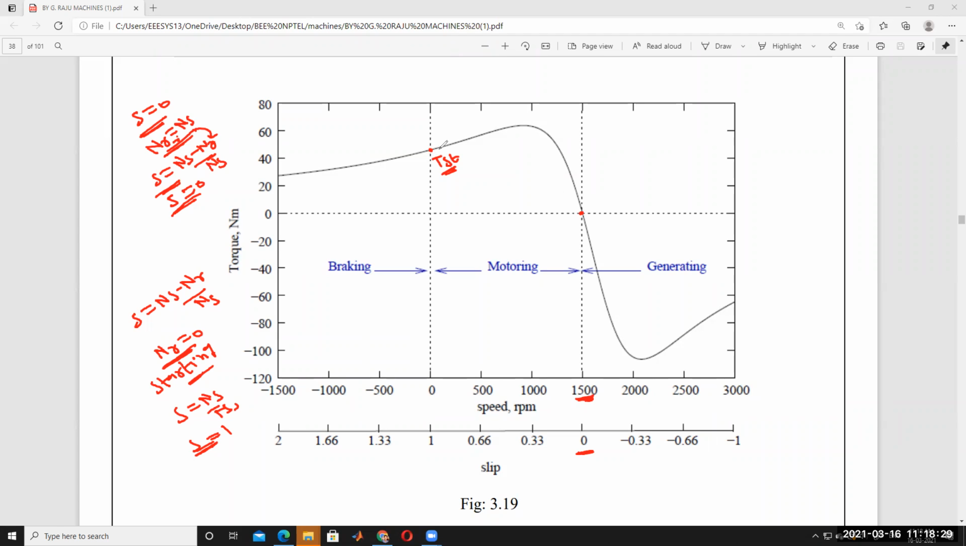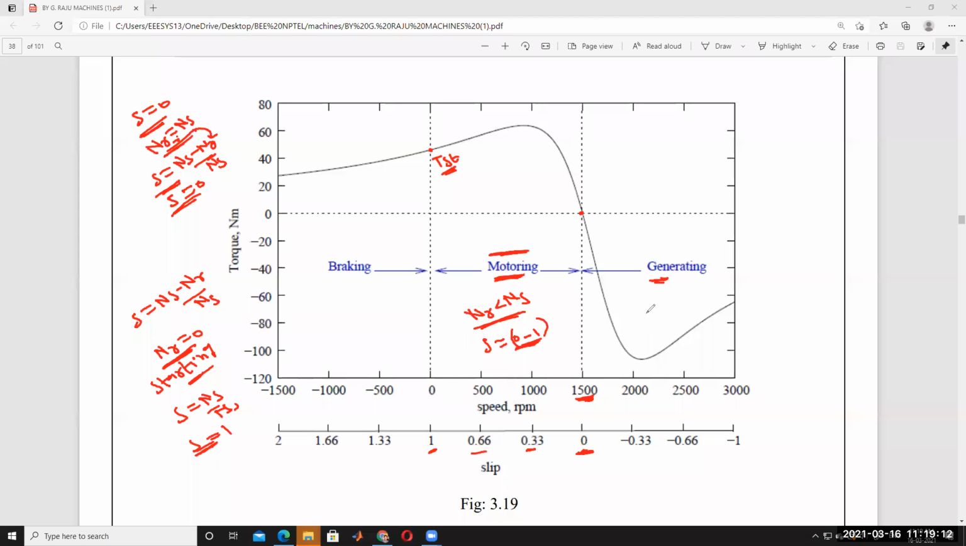At starting, torque slowly increases and then decreases. This is for motoring applications. The rotor speed is less than synchronous speed, that's why slip is positive. Slip is in between 0 and 1, like 0.66, 0.33. Slip between 0 and 1 is called motoring operation. Understood?